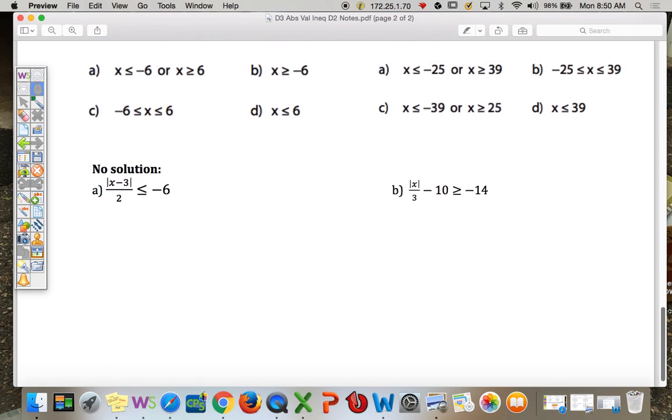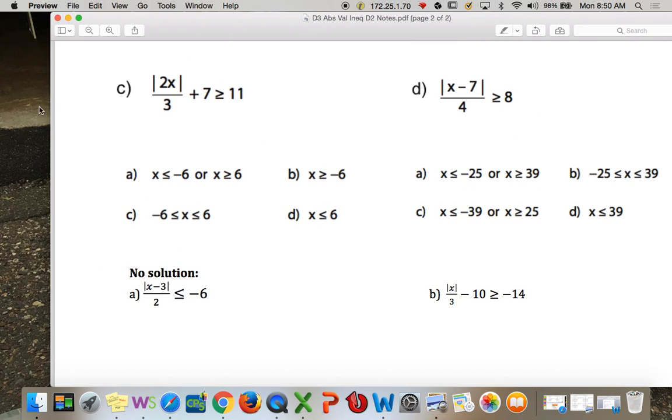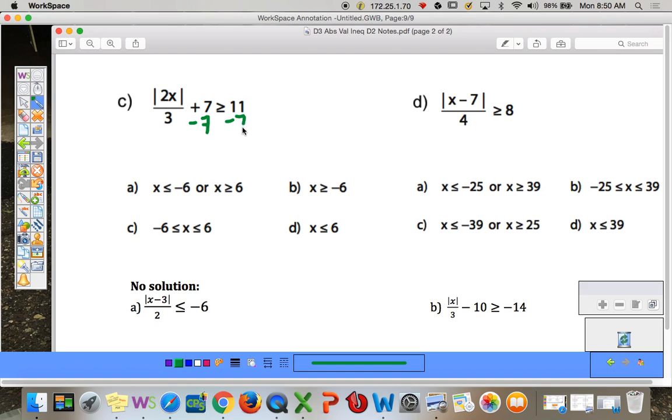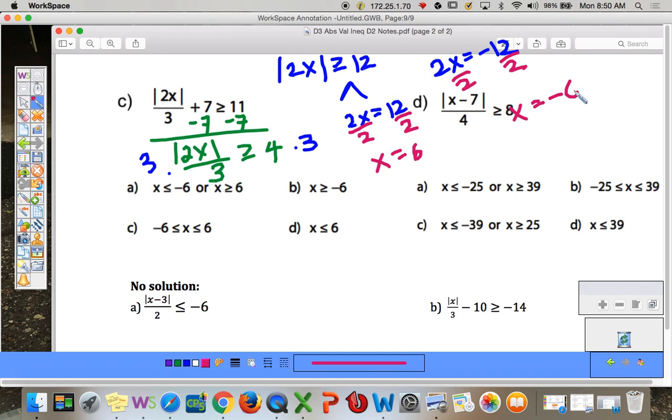Okay, let's look at the last two, C and D. And this one gives us choices, so let's solve and find our choice. So this one, get rid of numbers on the outside first. Subtract 7 from each side, we get 2x over 3 is greater than or equal to 4. Multiply each side by 3. We get the absolute value of 2x is greater than or equal to 12. Split it up. 2x equals 12. 2x equals negative 12. Divide by 2. And we get x equals 6 and x equals negative 6.